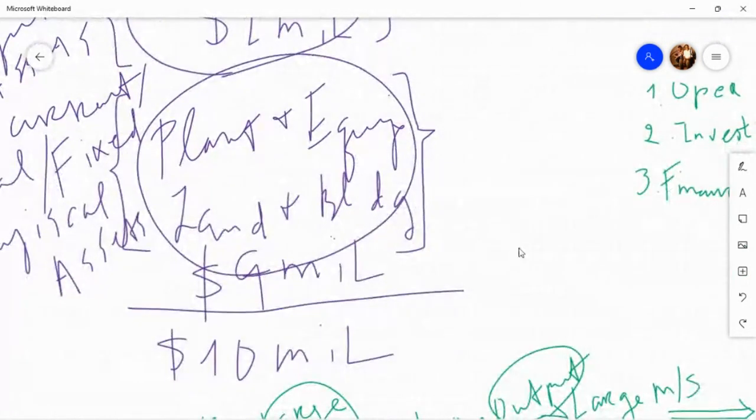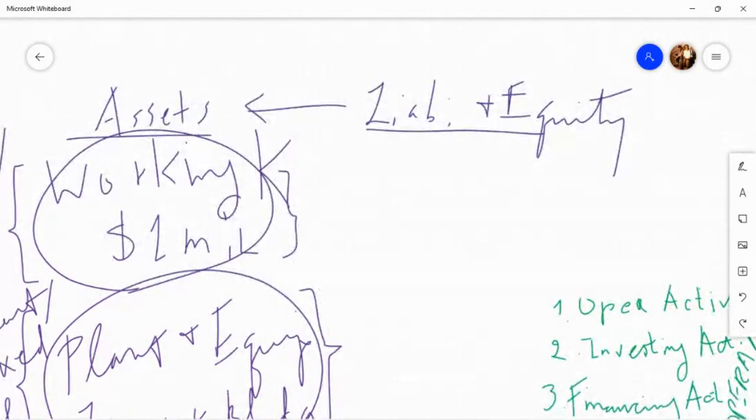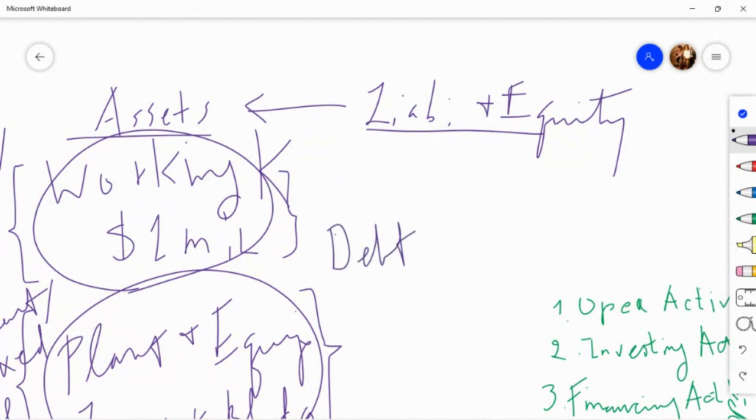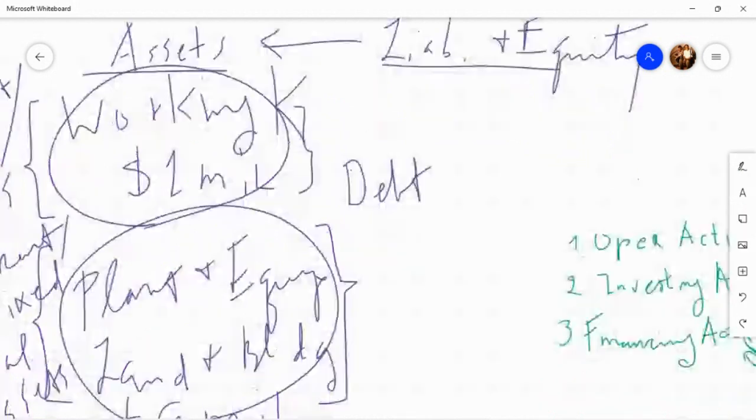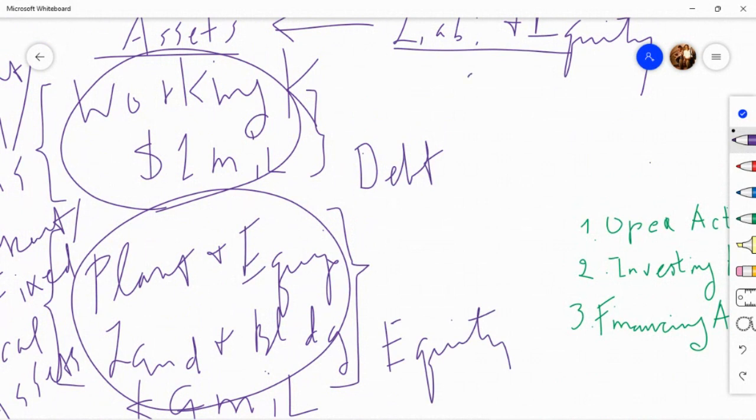Okay. Now, our next question is, we need $10 million to start up this business, so where does that $10 million come from? There are only two sources it can come from. Those two sources are debt and equity. Okay, and the debt can break down into short-term debt and long-term debt, so short-term liabilities, long-term liabilities. And equity is just equity. Equity is the owner's capital.